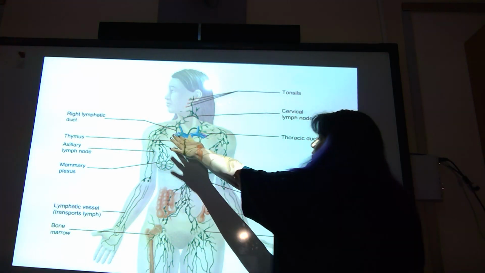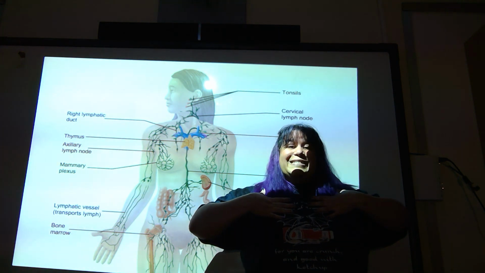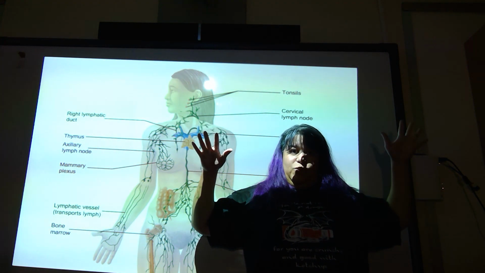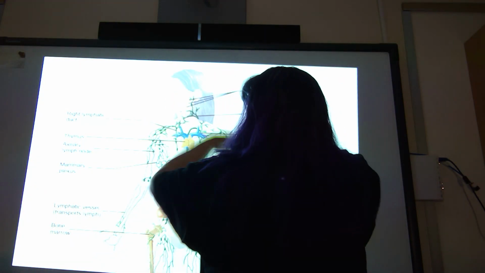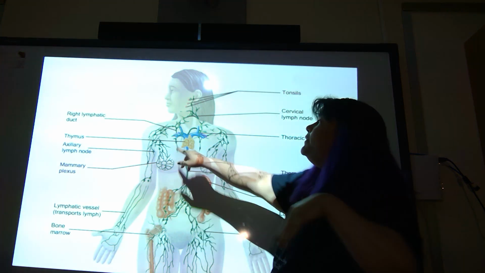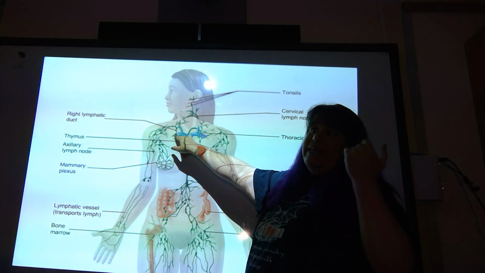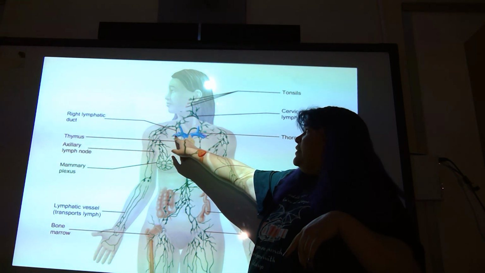So we've got the right lymphatic duct. Now remember, right and left is as if it is your right and left. So this would be the right, this would be the left. It wouldn't be right and left this way like you're facing. You're the patient. So you've got the right lymphatic duct. Remember, duct is just a fancy way of saying tube that dumps the lymph back into general circulation.